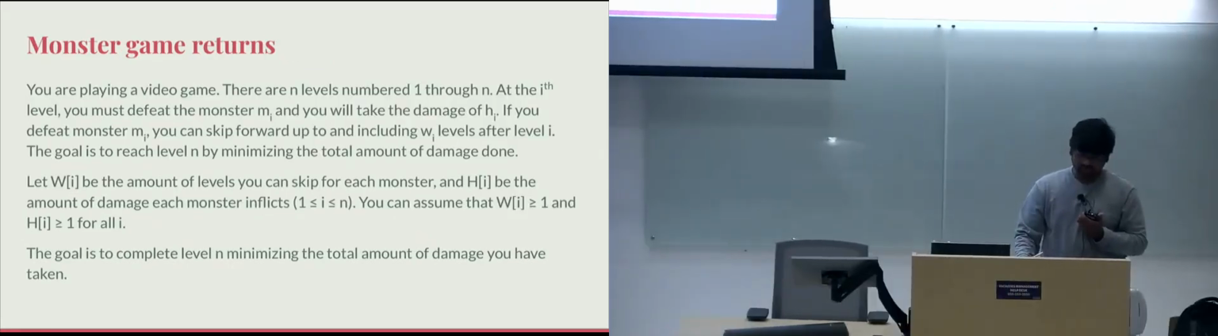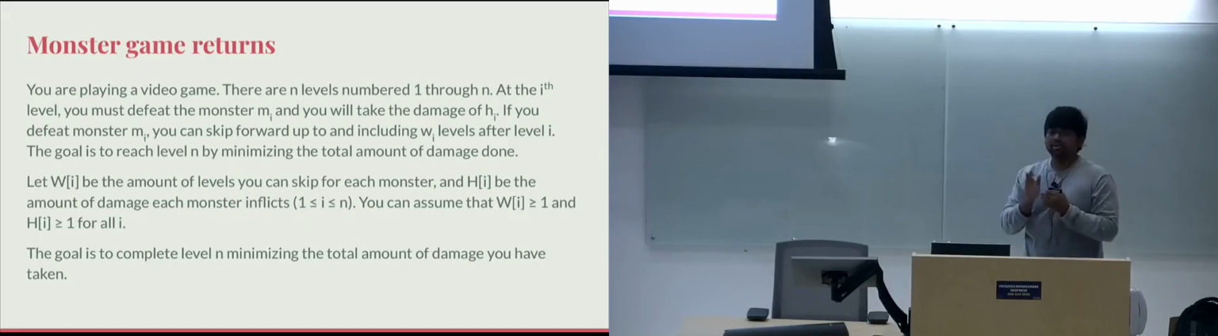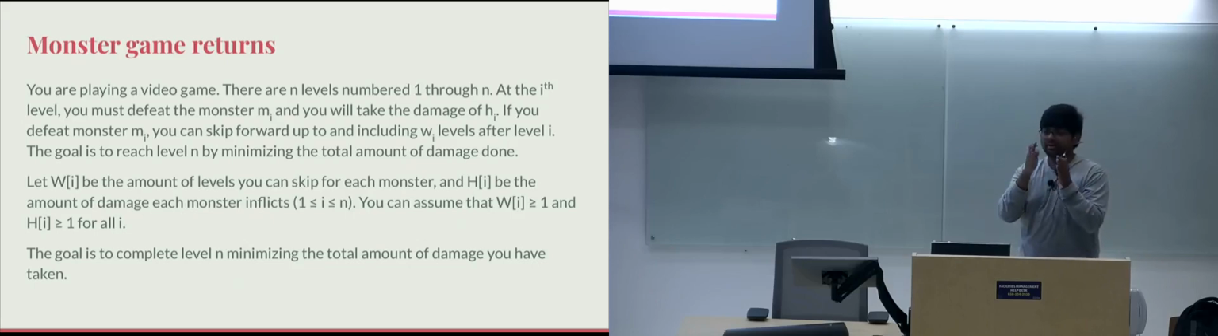So, monster game returns. You're playing a video game, and there are n levels in that video game from 1 to n. At each level, you have a monster whose strength is defined by mi. At each level, you also have another variable called wi, which is the number of steps that you can skip if you defeat that monster at that level. Each level has a monster with some specific strength, and w tells you how many steps you can skip after defeating that particular monster.